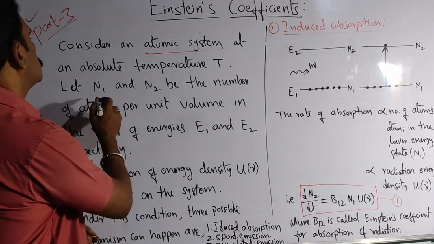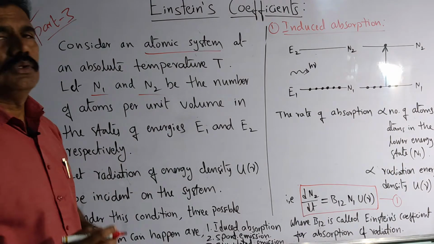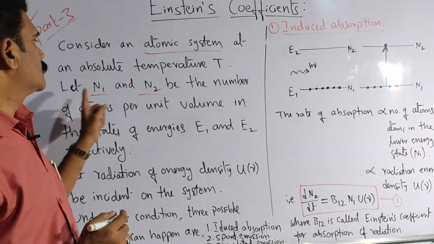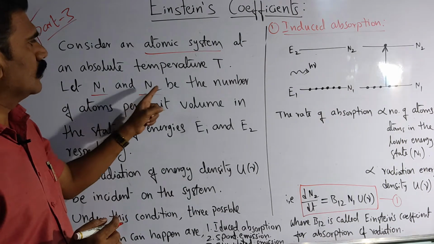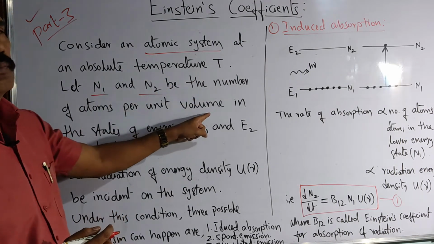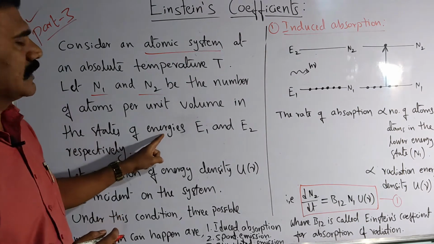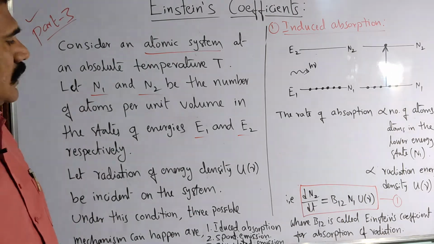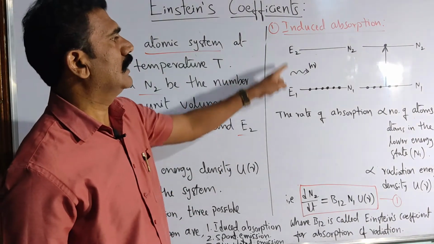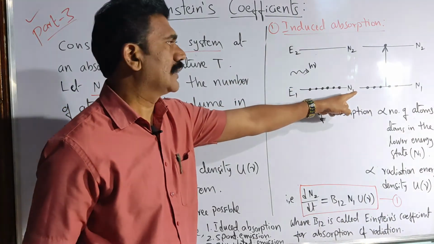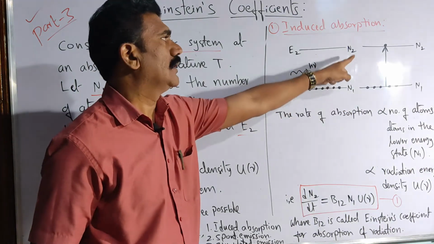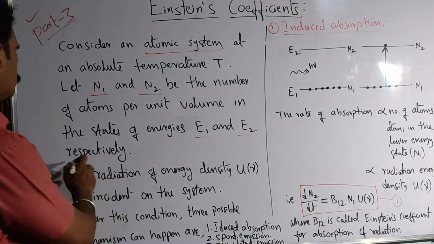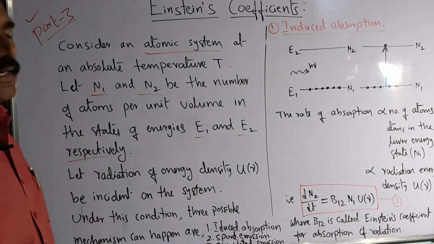In that system, let us assume there are two energy states, with N1 and N2 being the number of atoms per unit volume in the states of energies E1 and E2. So we have two energy states E1 and E2, with N1 atoms in the energy state E1 and N2 atoms in the excited state E2.